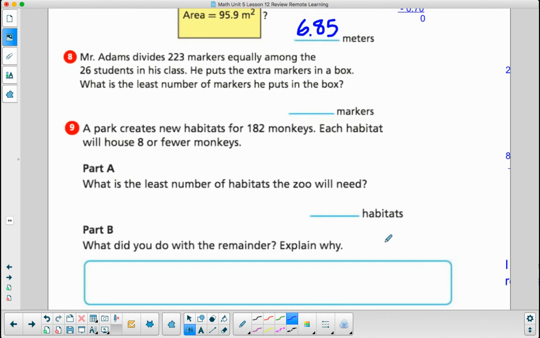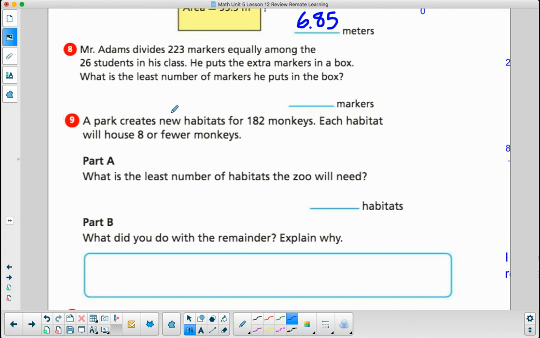Number 8, Mr. Adams divides. They're telling me he's dividing 223 markers equally among 26 students. So he's dividing 223 by 26. He puts the extra markers in a box. What is the least number of markers he puts in the box? Now, when I think about that, I'm thinking remainder. Well, the smallest remainder I could have would be 0. So I'm thinking the least he could put in is 0. But I'm pretty sure that's not what they're looking for. They're looking for what I would have left after he divided them.